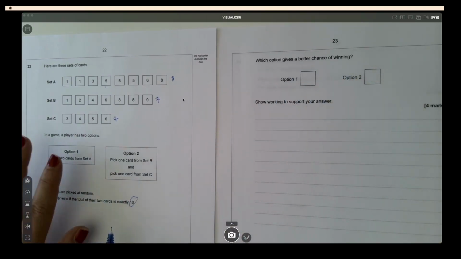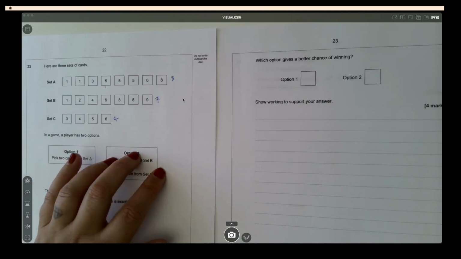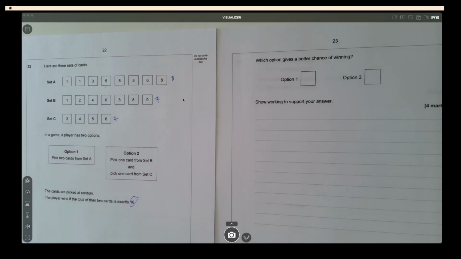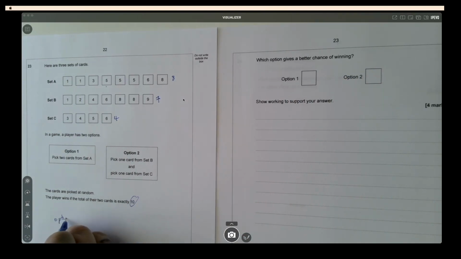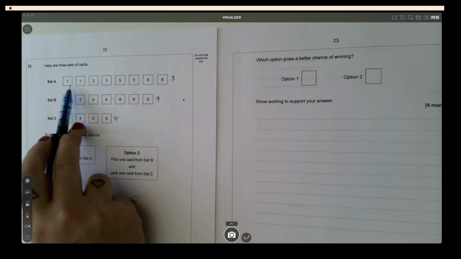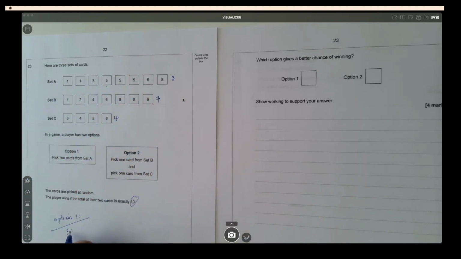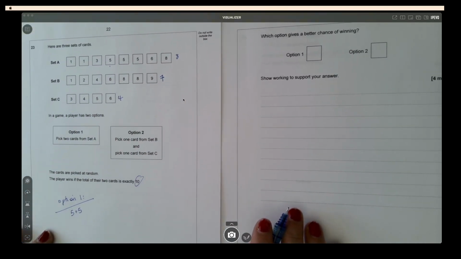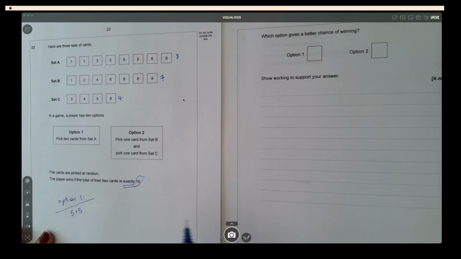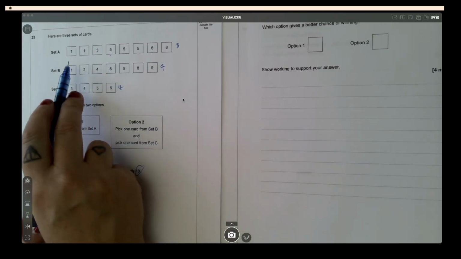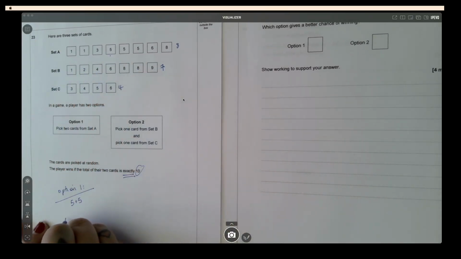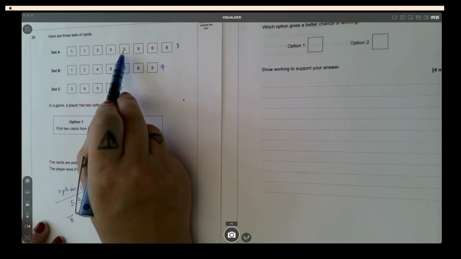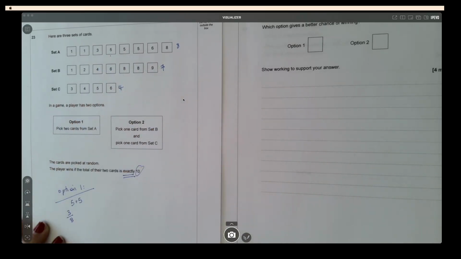So we need to find the probability of winning in option 1, the probability of winning in option 2, and then compare them. If we're looking at option 1, if we want a total of 10, the only way to make a total of 10 in option 1 is 5 plus 5. There are no other cards that, added together, would give an exact total of 10. So let's work out the probability of that happening. If we pick out the first card, a 5, we're picking out of 8 cards, and there are 3 possible options that we pick a 5.